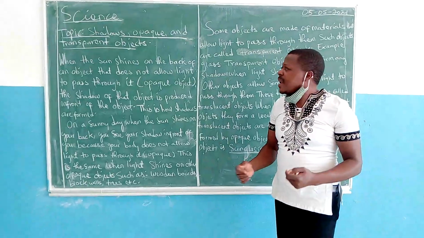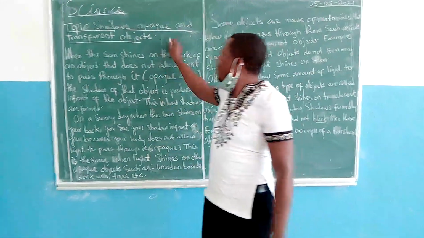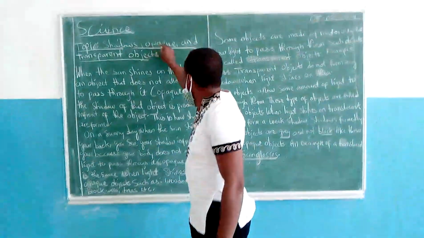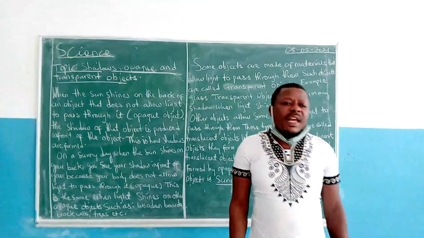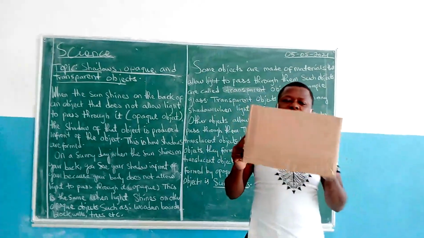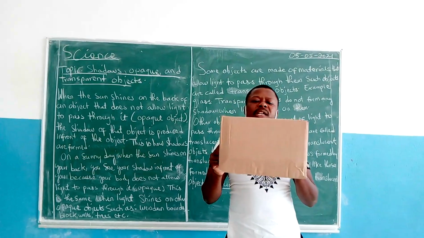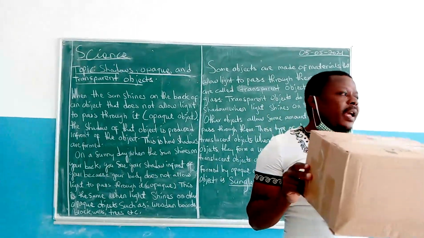Now let us look at the different types of objects that we have on our chalkboard. Opaque objects. What are opaque objects? Opaque objects are objects that do not allow light to pass through. Like this carton, it is an opaque object. Light cannot pass through this carton, so this carton is an opaque object.